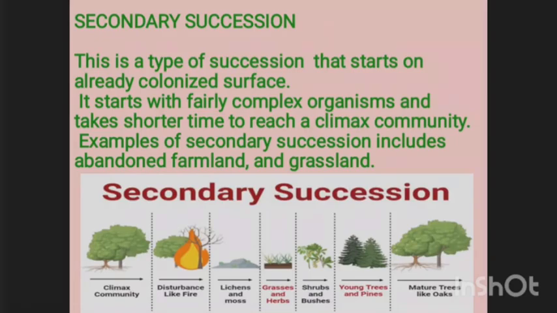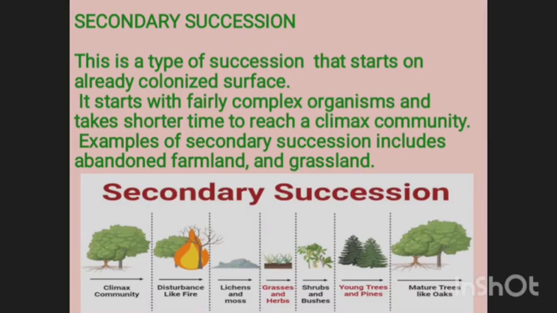Why? Because that place used to be covered with vegetation before. So it's not starting at all. It's a type of succession that starts on an already colonized surface. So for example, let's say we have an abandoned farmland. Now, farmland is already used for farming. Let's say a farmer has been using that land for farming for a long time, and decides to abandon it, clear the land, and leave it alone. Now any plants that grow there are going to begin the secondary succession. Why? Because that farmland was used for farming, so plants have been growing on it. So any other plants that will grow on that farmland after being abandoned are going to start with secondary succession.